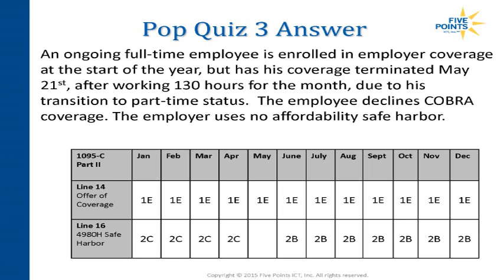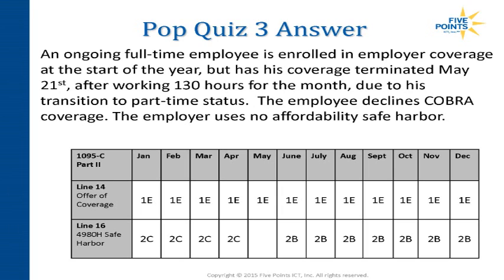So 1E is the offer of coverage. We're not using affordability safe harbor, so I don't know if it's affordable or not. That means I can't use 1A. That means I know it was affordable. So I use 1E as the offer of coverage. Remember with COBRA, if I lose coverage, I'm offered COBRA, but I stay employed, so I just moved to part-time, I continue to use 1E. That's that COBRA rule. So I use 1E all year.